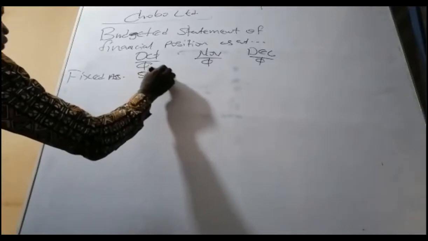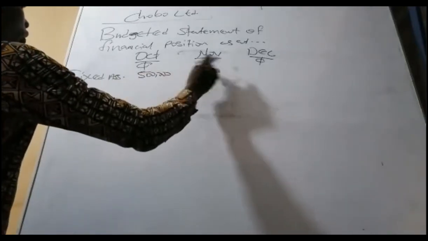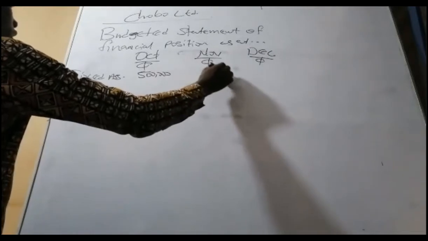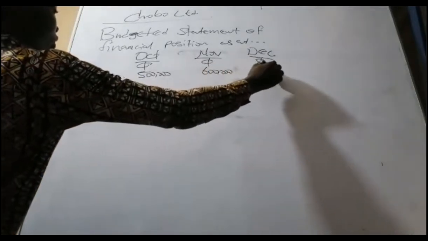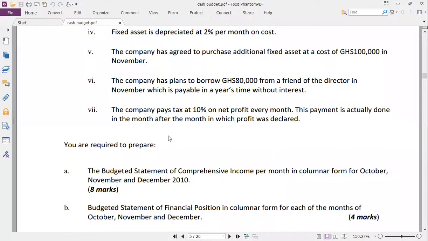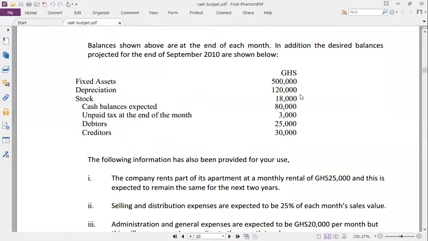You start with your fixed assets. Your cost will be 500,000. So here will be 600,000. They bought additional assets. Here will still be 600,000. Accumulated depreciation, here just be topping it up. Let's go to the question. The opening balance of the accumulated depreciation happened to be 120,000. Great.